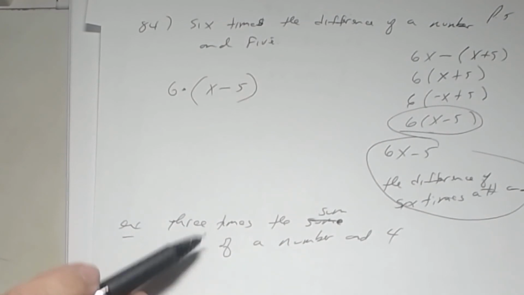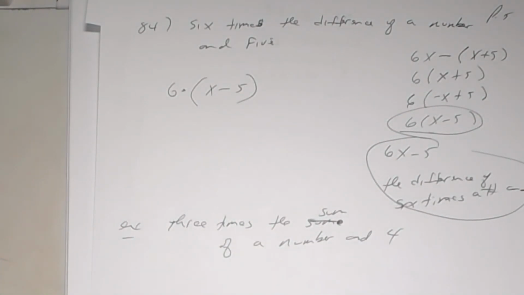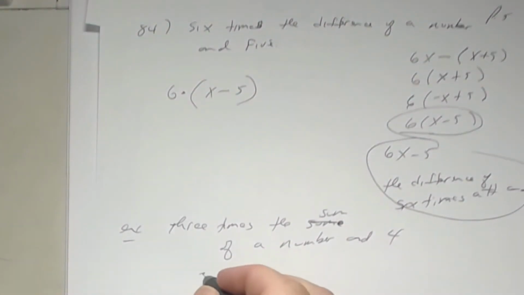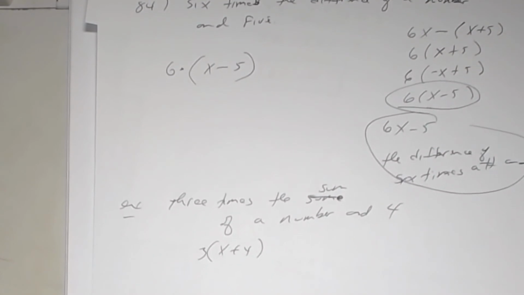But I just want to go ahead and write this right away. So 3 times the sum of a number and 4. Well, how would you write that? 3 what? Parentheses. What? x plus 4. Okay, that's what that is. Okay, so 3 times (x plus 4).